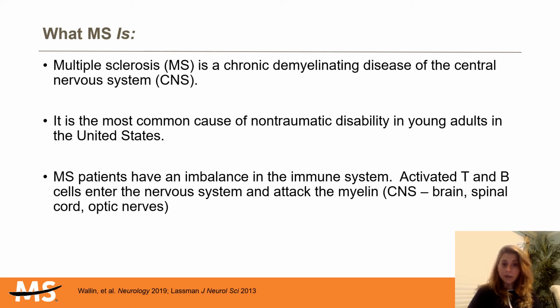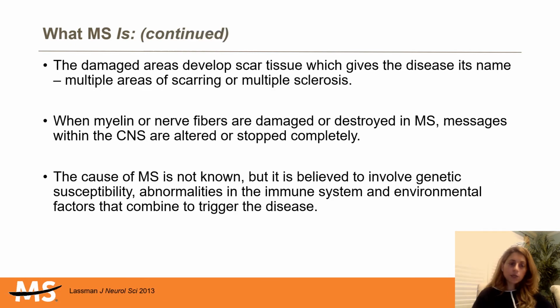MS patients have an imbalance in their immune system, where their immune system mistakenly starts attacking the myelin sheath, which is the covering of the nerves that run all over the central nervous system in the brain, spinal cord, and optic nerves. When this happens, the activated T and B cells enter the nervous system from the periphery and start attacking the myelin, leading to the various signs and symptoms that we see in people with multiple sclerosis. So the damaged areas develop scar tissue, which gives the disease its name, multiple sclerosis, which means multiple areas of scarring. When the myelin or nerve fibers are damaged and destroyed in MS, the messages within the central nervous system are altered or stopped completely.